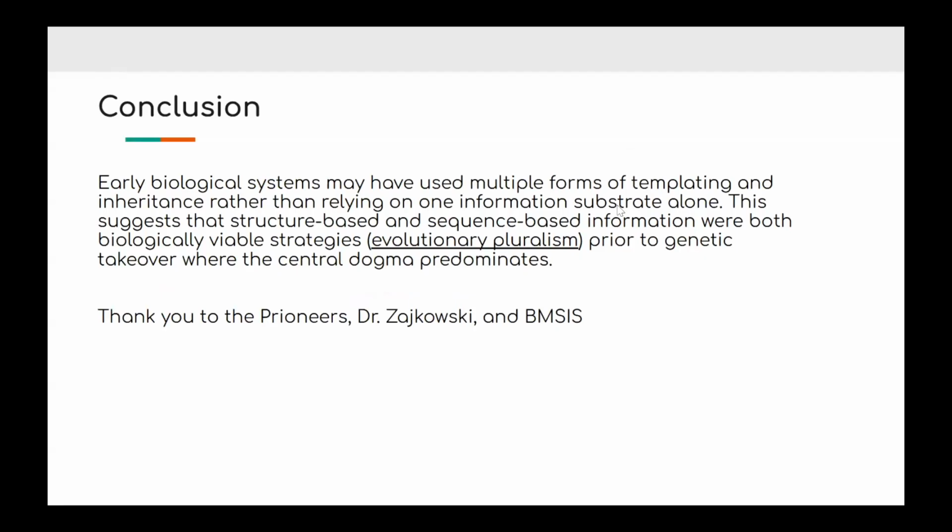And so for my conclusion, the main implication is that early biological systems have used multiple forms of templating and inheritance rather than relying on one information substrate alone. So this is why I describe it as complementary. And this suggests that they're both biologically viable strategies, which is called evolutionary pluralism prior to genetic takeover, where the central dogma that we're familiar with predominates.